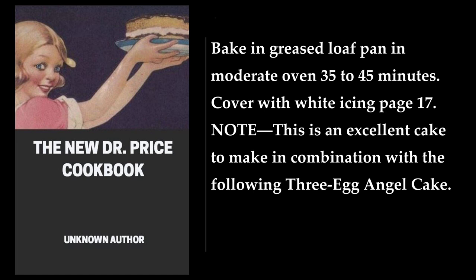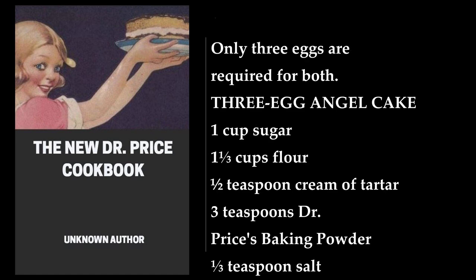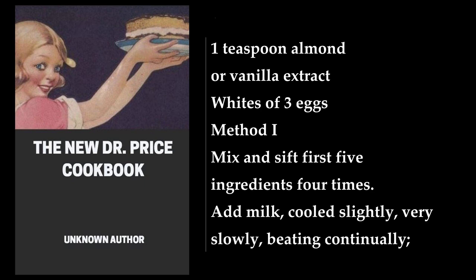Note, this is an excellent cake to make in combination with the following 3-egg angel cake. Only 3 eggs are required for both. 3-egg angel cake. 1 cup sugar. 1 and 1/3 cups flour. 1/2 teaspoon cream of tartar. 3 teaspoons Dry Prices baking powder. 1/3 teaspoon salt. 2/3 cup scalded milk. 1 teaspoon almond or vanilla extract. Whites of 3 eggs. Method 1.